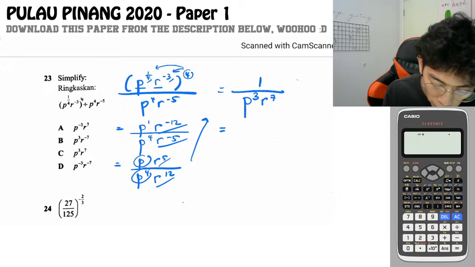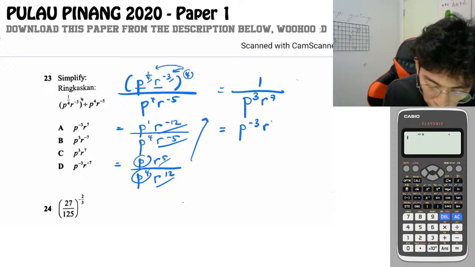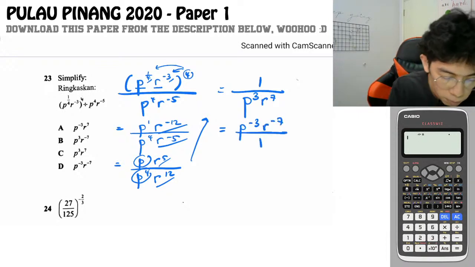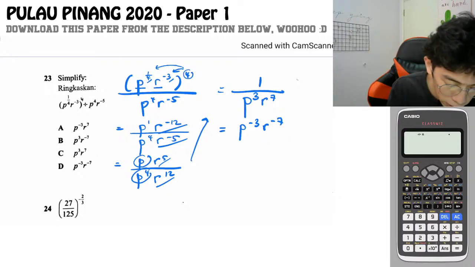So you just move it to the top, right? P negative 3, R negative 7 over 1. Basically, you just ignore it lah. So answer is donkey lo.